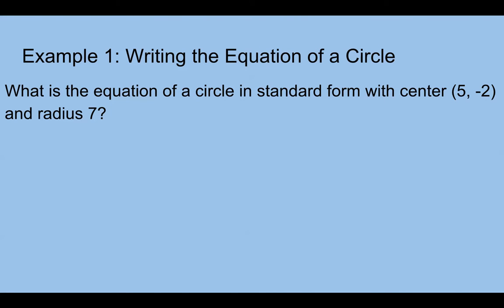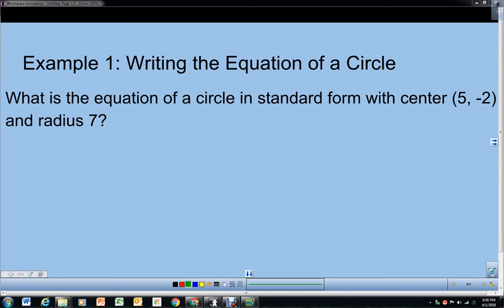Writing an equation of a circle. What is the equation of a circle in standard form with a center of (5, -2) and a radius of 7? There are two things that you must have to either write the equation of a circle or to identify a circle. That is to find the center and know the radius. So let's take our equation here. Okay, so we have the radius and the center.